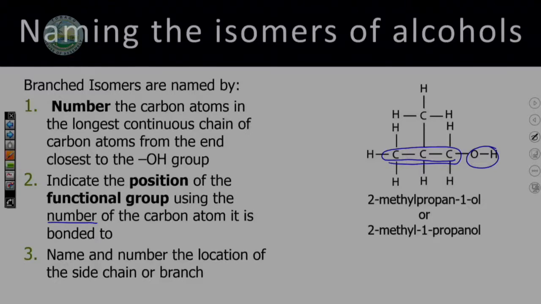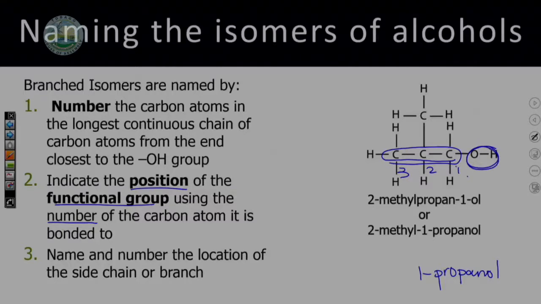Now, next, we say you have to indicate the position of the functional group. The functional group is found on the first carbon. 1, 2, 3. So it's found on the first carbon. And of course, lastly, this is where we're going to get the name: 1-propanol. All right, because the OH group is found on the first carbon.